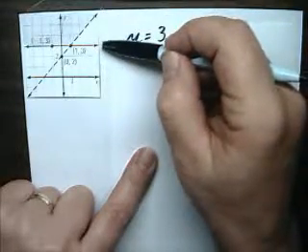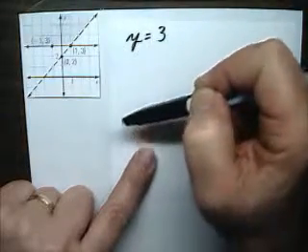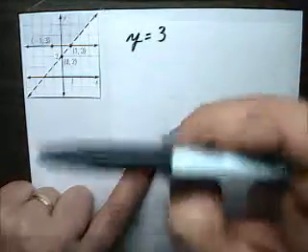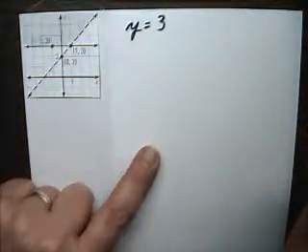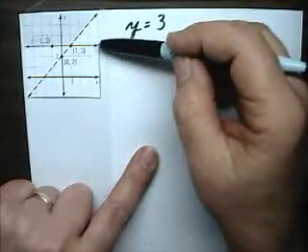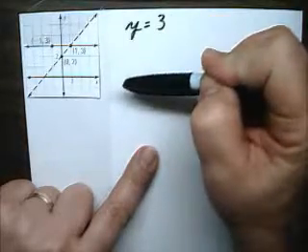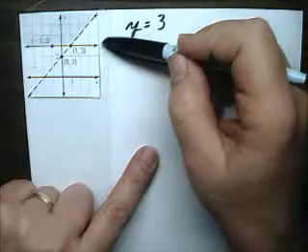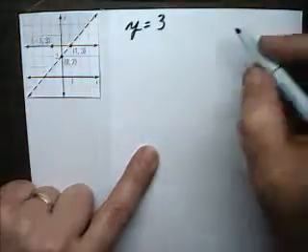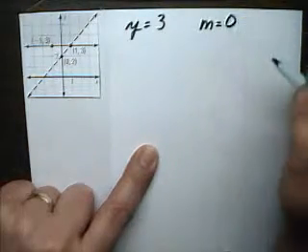Y is 3 everywhere on this line, and x can be anything. That's why x is not part of the equation. X could be 1, 2, 3, 4, anything on that line. Another way to look at it is to go about it as you would any line. Figure out the slope. The slope is the rise over the run, and the rise is always 0. That means the numerator of the slope fraction is always 0, and if the numerator is 0, that means m is equal to 0.